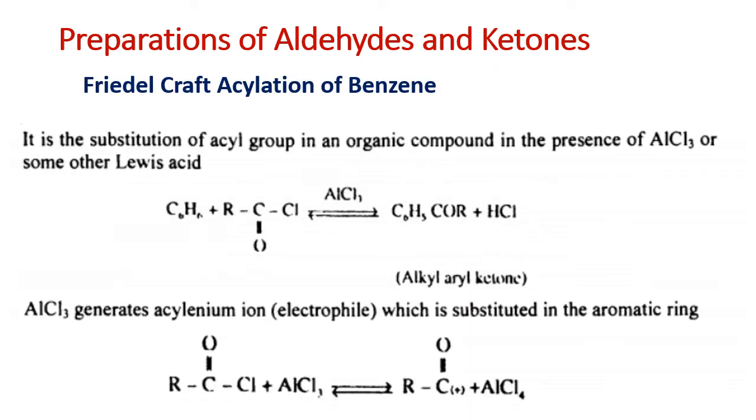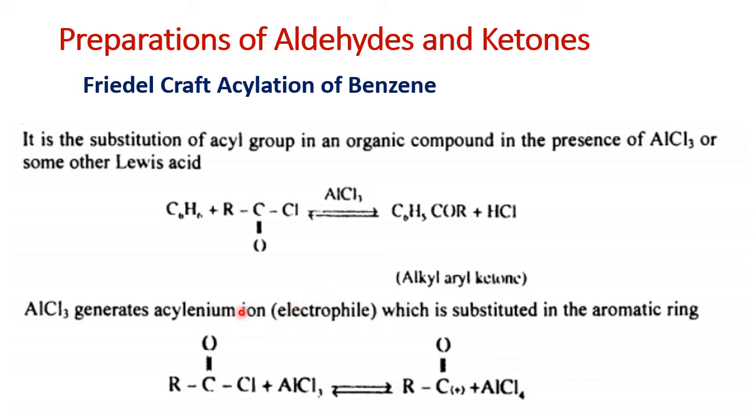Now come to the last method, Friedel-Crafts acylation of benzene. If this is benzene, it reacts with acetyl chloride in the presence of AlCl3, so this part will attach. So this will be C6H5, C double bond O, and Cl. So this is an alkyl aryl ketone. This is the Friedel-Crafts acylation we discussed in the chapter on benzene.